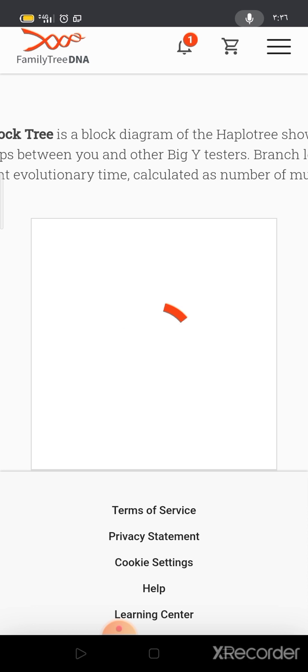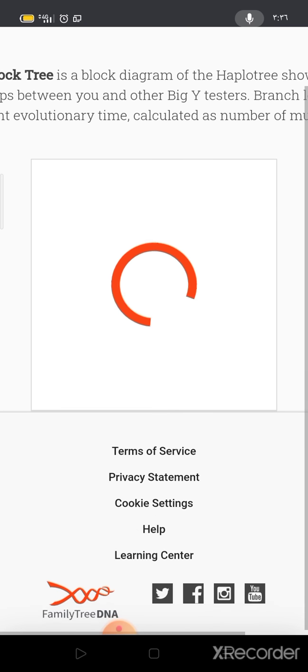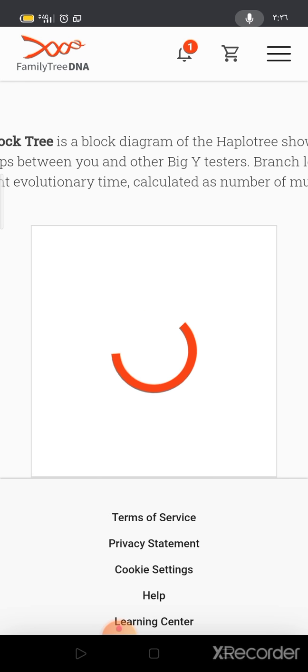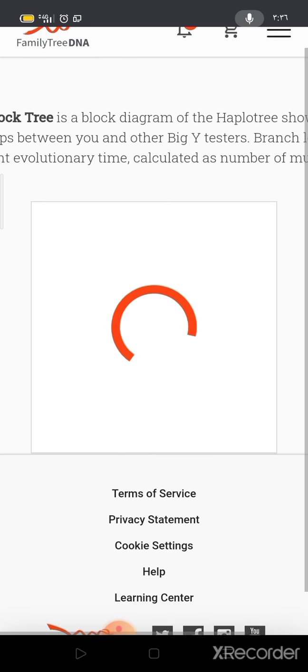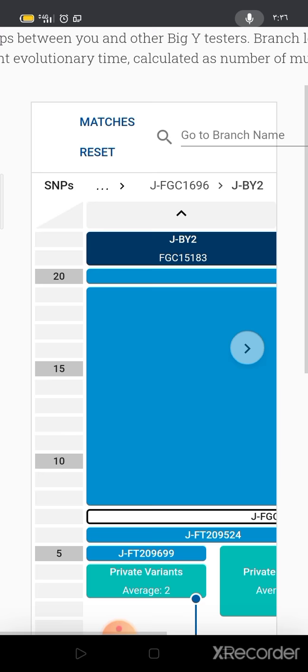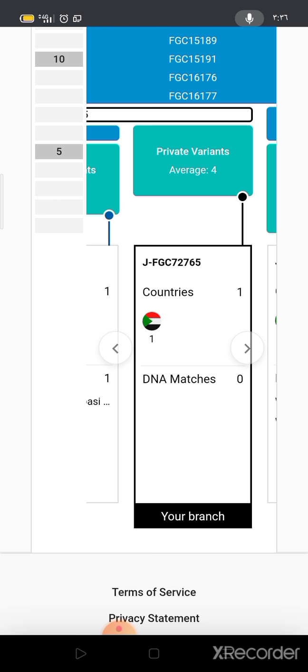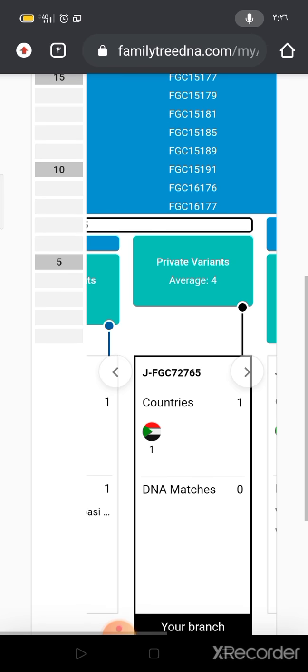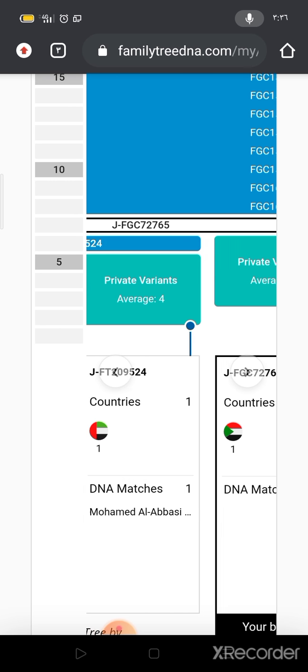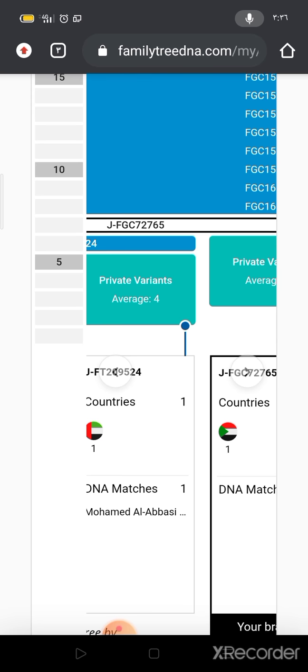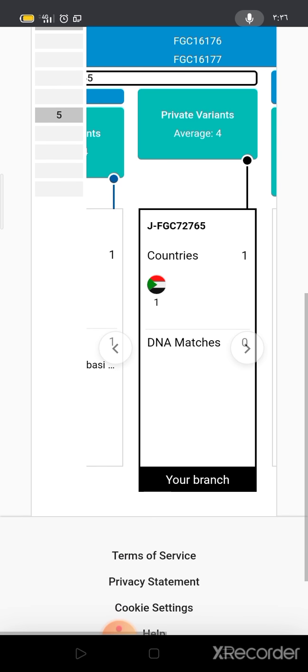So here also you can take your raw data and upload it to the YFull tree. It's a different tree, but you will find other people or other testers from other companies on that YFull tree. Okay. Here it will show you your branch, your terminal branch. This is my terminal branch, and in black, your branch is written here. So my terminal branch here in Family Tree is this FGC 72765, and I'm alone on this branch, nobody with me.